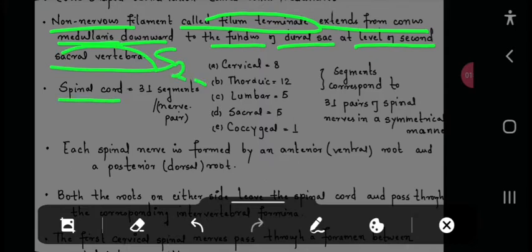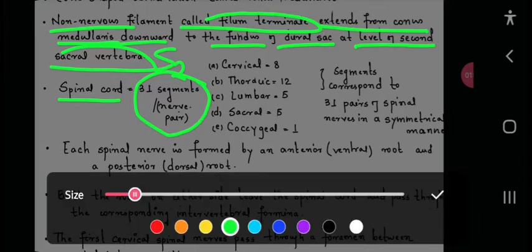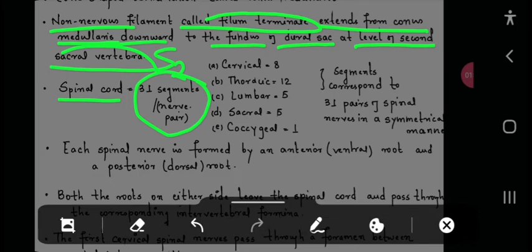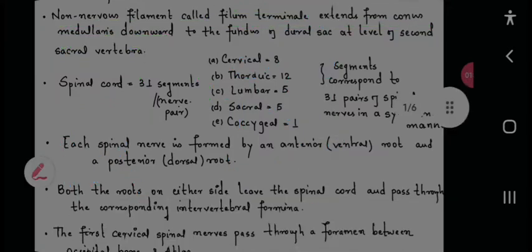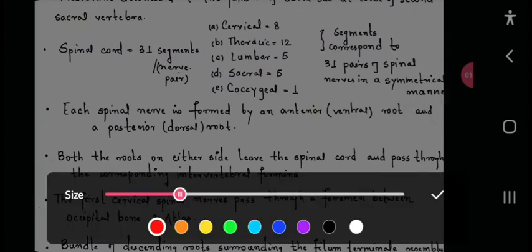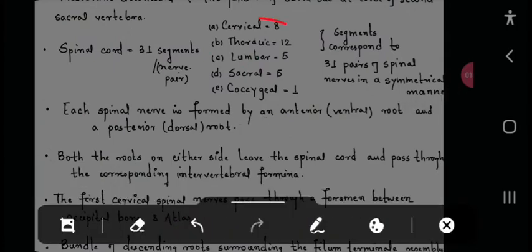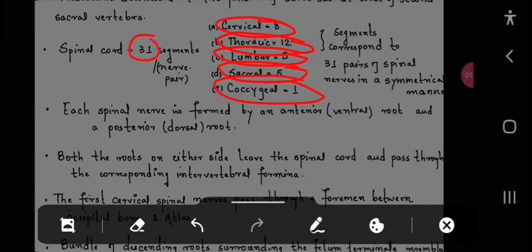So in the spinal cord, there are 31 spinal segments or nerve pairs. So here I am going to write: C8, T12, L5, S5, and C1. Cervical 8, thoracic 12, lumbar 5, sacral 5, and coccyx 1. So total 31 nerve pairs.